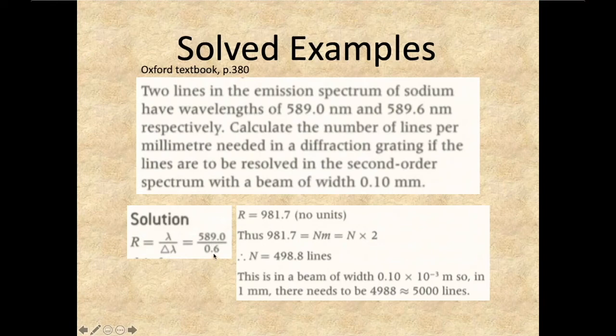When you calculate that ratio, you have your resolvance factor. We're looking at the second order spectrum, so M is 2. This substitution gives you N, so we have a beam that passes through that many lines. These lines are within 0.1 millimeter, that's our beam. So using that information, we find that our diffraction grating should have around 5,000 lines per millimeter.